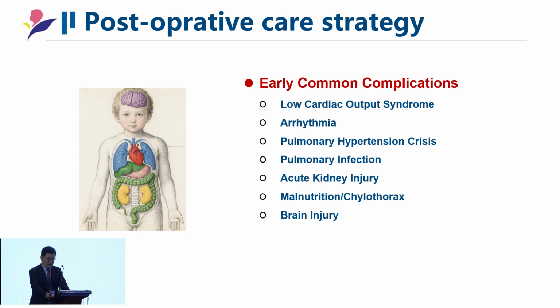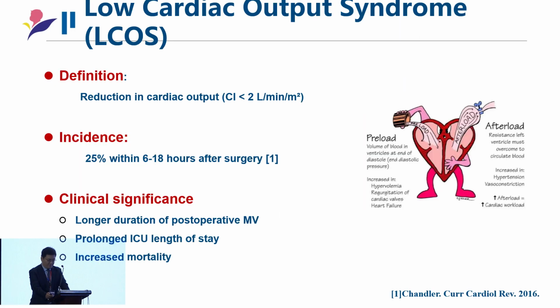Now, post-operative care strategies focus primarily on the management of early life-threatening complications. First, low cardiac output syndrome is a well-recognized complication following pediatric cardiac surgery, characterized by an acute reduction in cardiac output. It's typically reported in 25% of children within 6 to 18 hours after surgery. It's associated with longer mechanical ventilation, longer ICU stays, and increased mortality.